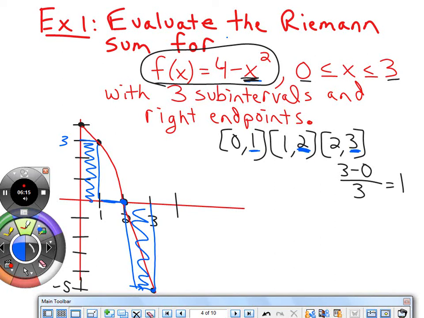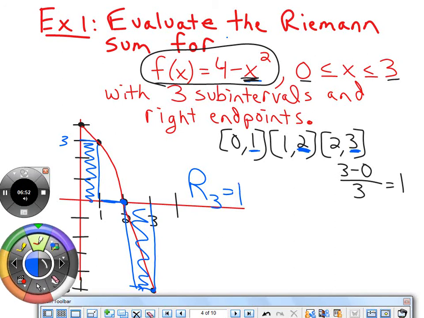So what I do is I want to estimate the Riemann sum. So I would say R sub 3 equals, and I would multiply these together. So I would do my interval width, which is 1. So my interval width is 1. Sorry, it's causing me some troubles. Okay, so I got interval width of 1, and then each of these y values I would be multiplying by.